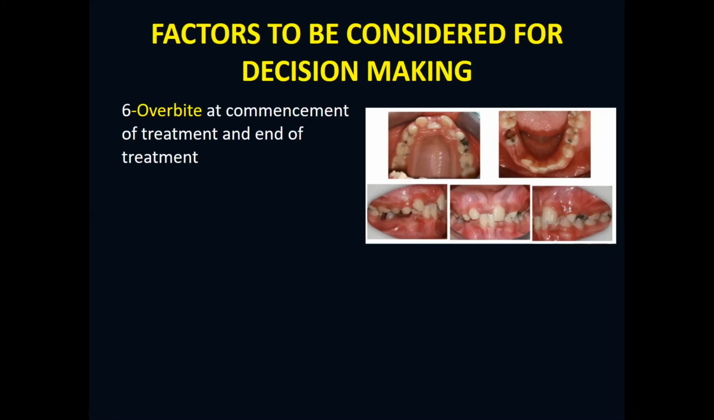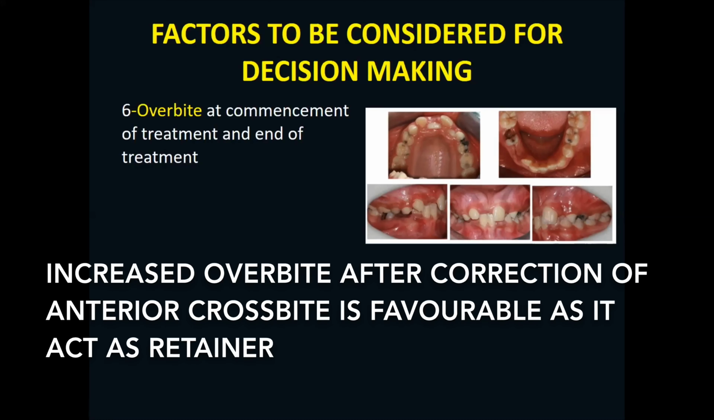If at the end of the treatment the overbite is good, this would have a very good prognosis in the follow-up, because the overbite will be acting as a retainer, and this will not allow the upper incisors to go back into the crossbite. So overbite at the start of the treatment is telling you about the challenge that you can see in this patient during the treatment, and overbite at the end of the treatment is something good, because the increased overbite at the end of the treatment after the correction of the anterior crossbite is acting as a retainer, and this will not allow the upper incisor to go back to its original position.